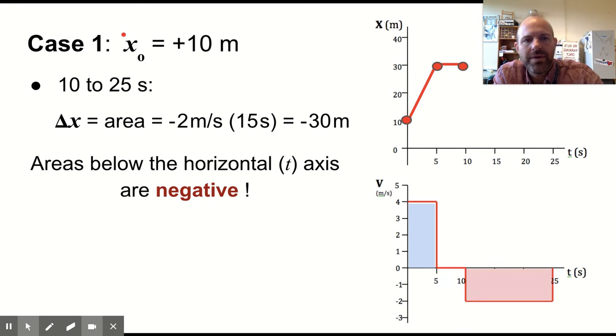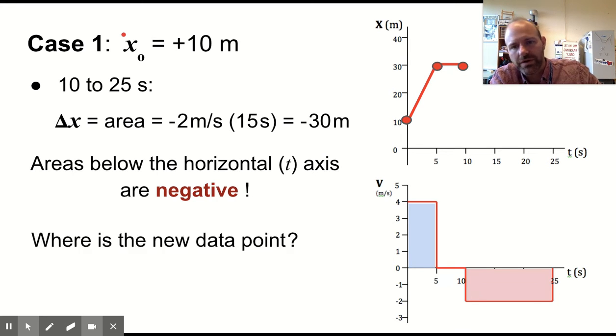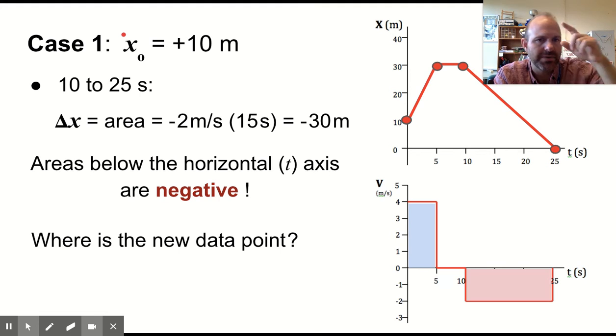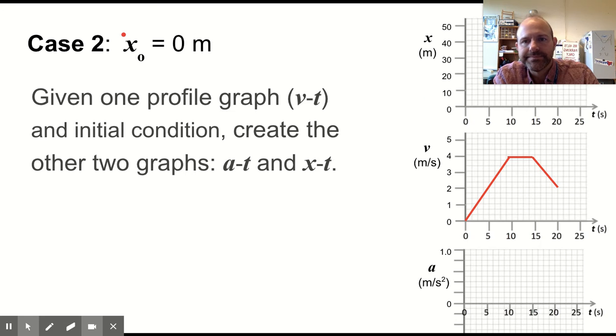right, we now head back toward the origin, and the new data point at 25 seconds is actually at the origin, right? Negative 30 meters from where we were before. We can connect that line, again, a constant velocity with a slope of negative 2 meters per second. And so that's how we do that.